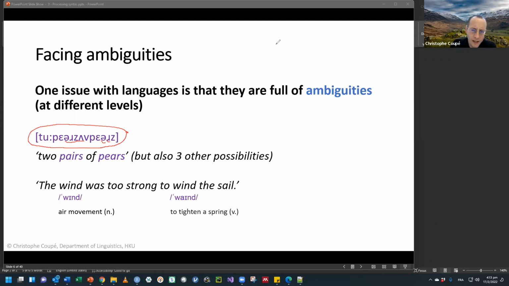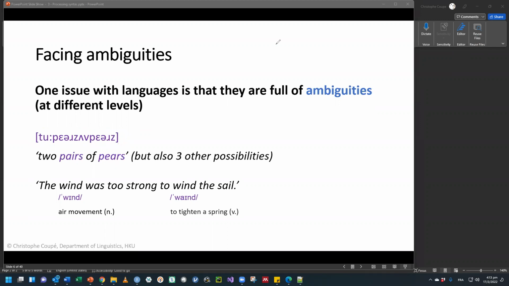If you hear something like this, you will agree with me that you hear "2 pairs of pairs." It could mean different things. It could mean... but that doesn't make sense, 2 pairs, the fruit of pears. That doesn't make sense. But it could also mean 2 pairs of the fruit pear. That means in total 4 pears. Or it could be 2 pairs of pears.